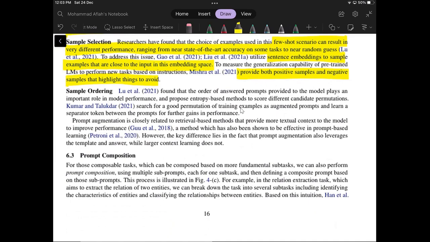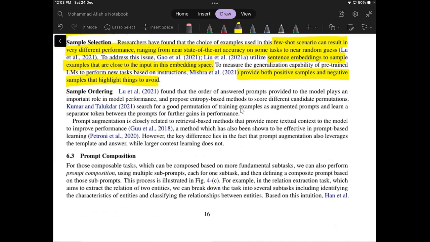For sample ordering, again, Liu et al. 2021 found the order of answered prompts provided to the model plays an important role in model performance, and they provide entropy-based methods to score different candidate permutations. Kumar and Talukdar 2021 search for a good permutation of training examples as augmented prompts, and can learn a separator token between prompts for further gain in performance. So they look for a good permutation of training examples as augmented prompts, and they have a special separator token which is also learned, which tells the model, okay, these are distinct prompts or distinct examples.